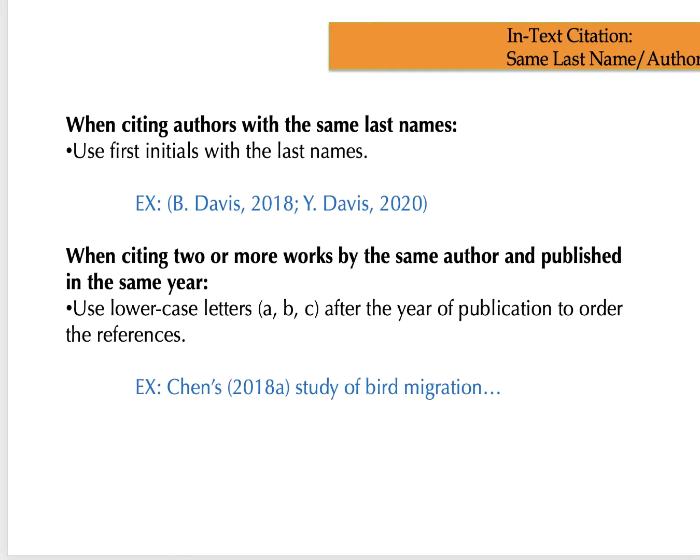If you have authors with the same last names, just use the first initials with the last names, so it's not just using the last name now, because it would be confusing. So you use the first initial too. And when there's an author that has more than one work in a year, then the first one they call A, the second one they call B, and so on.